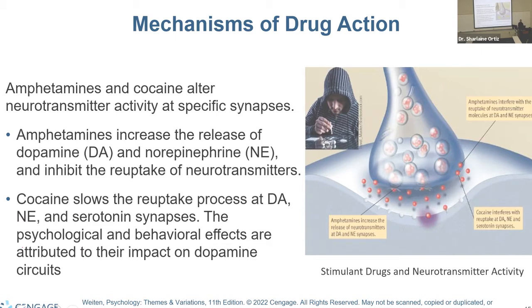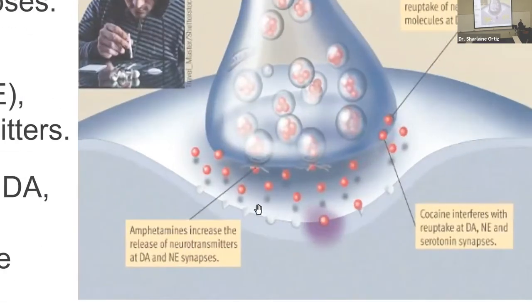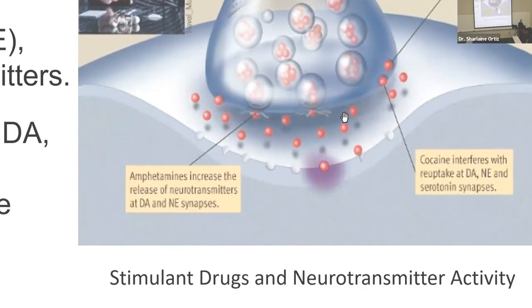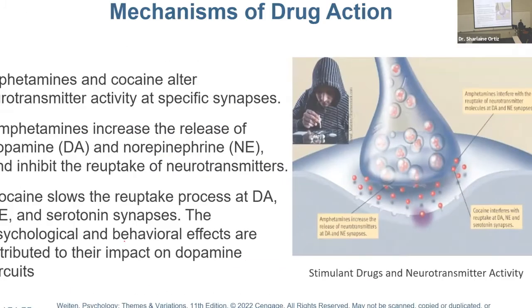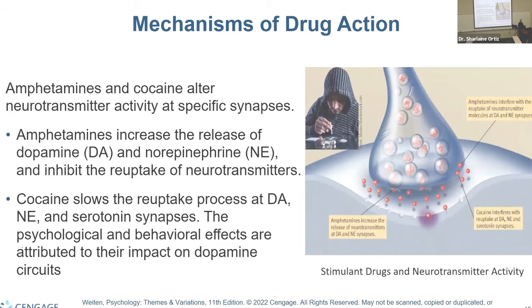You notice here, see if I can zoom in a little bit. You'll notice how the amphetamines are going to increase that release. And not only that, but cocaine will stop that reuptake from occurring. It's going to stop that recycling, if you will. Now, interestingly, as I noted, cocaine will slow down that reuptake for dopamine and norepinephrine, and this will occur in the serotonin synapses.